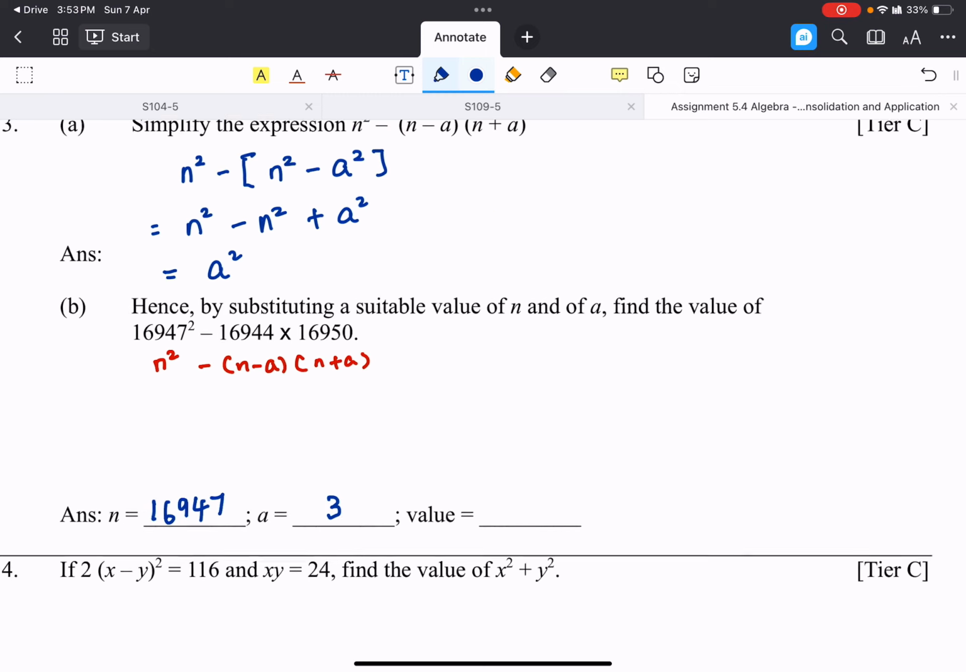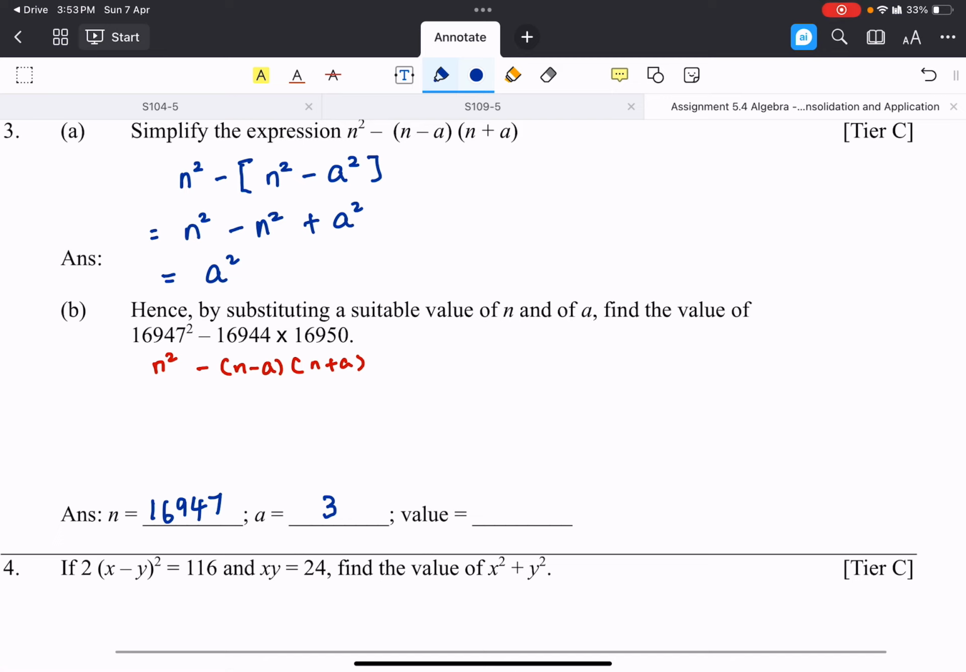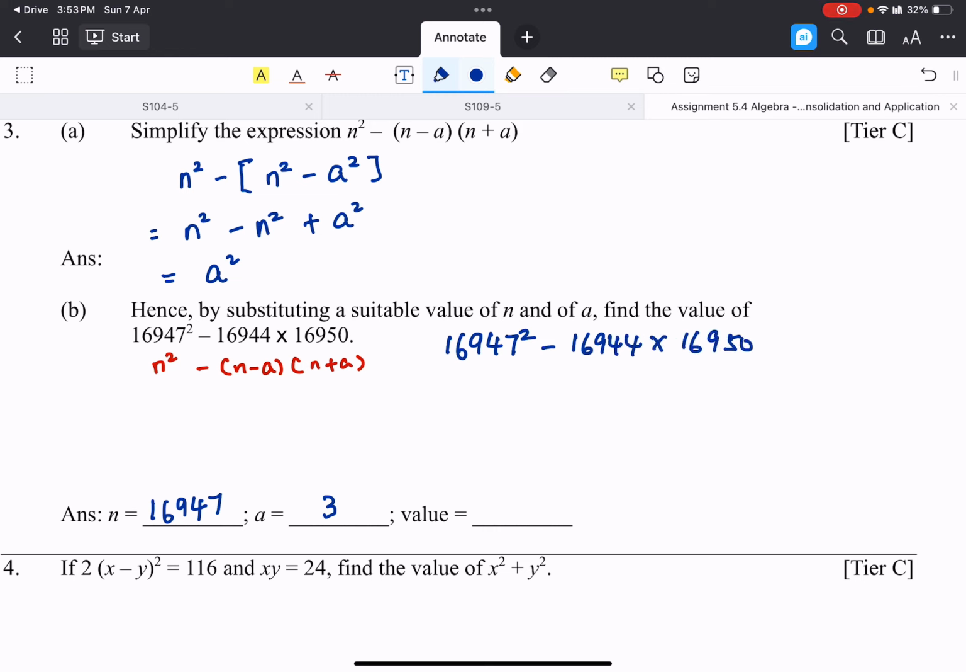So what is the value? Well, let's work it out, right? So in this case, 16947 squared minus 16944 times 16950, right? This is going to be just my 3 squared, which is my a squared, which equals 9. So the value is 9. See how it works? Beautiful, right?